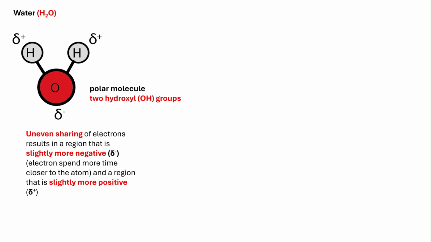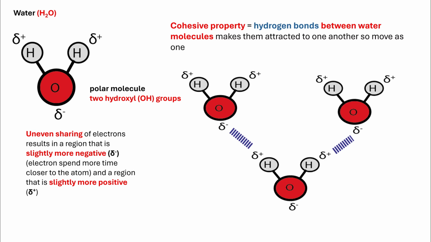So what water is actually made up of is 2 hydroxyl groups. A hydroxyl group is where there is an oxygen and a hydrogen, and you see that uneven sharing of the electrons. We show that in a diagram as a delta positive sign at the hydrogen end and a delta negative sign at the oxygen end. If we have 2 water molecules coming together, because of this polarity, because there is a positive end and a negative end, they form what's known as hydrogen bonds.